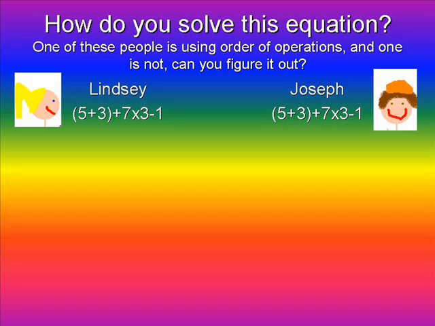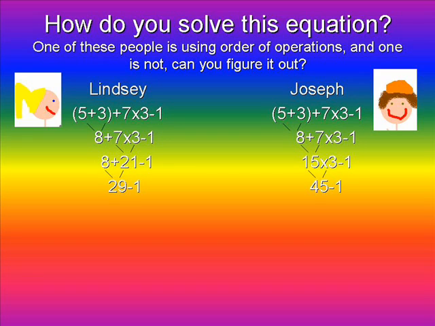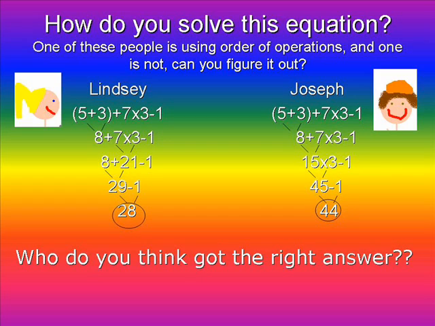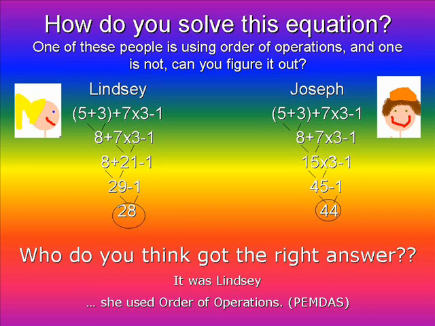How do you solve this equation? One of these people is using order of operations, and one is not. Can you figure it out? Lindsay got 28. And Joseph got 44. Who do you think got the right answer? It was Lindsay. She used order of operations, PEMDAS.